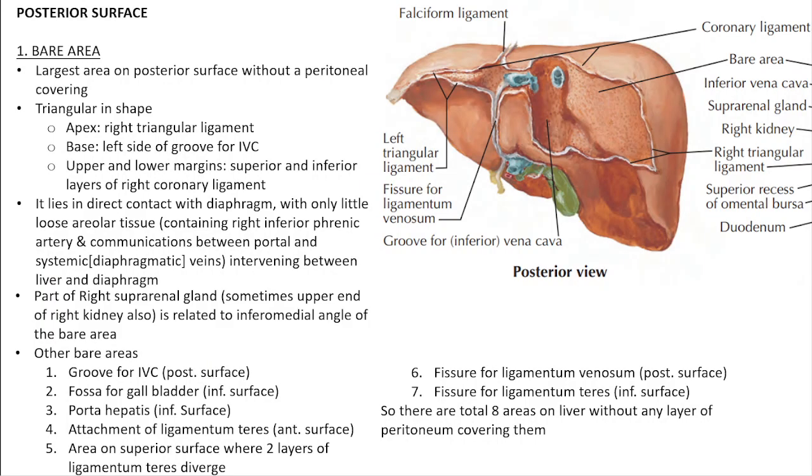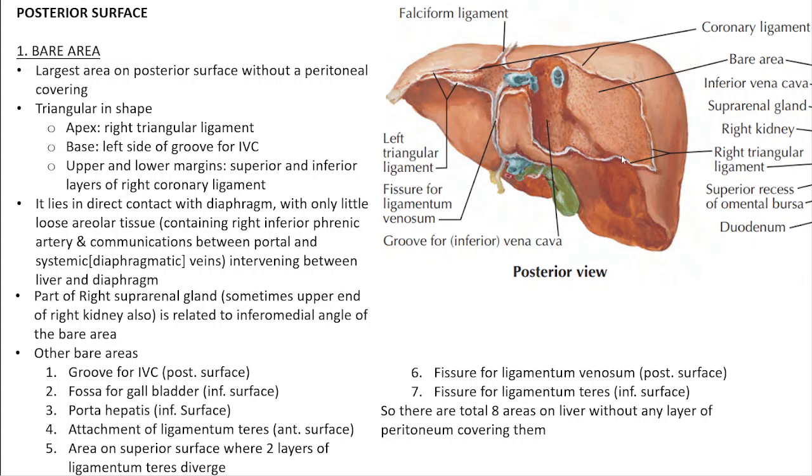Okay, then we move to the posterior surface. So what can you see in the posterior surface? First of all, we know obviously the bare area. What is the shape of the bare area? It is triangular. So it is the largest area on the posterior surface without a peritoneal covering.